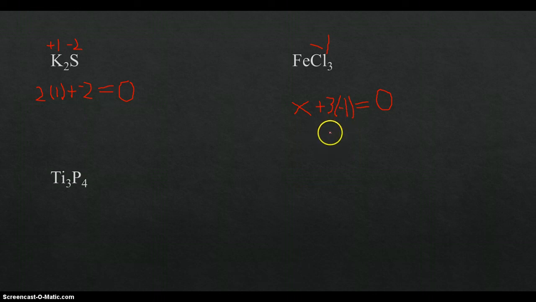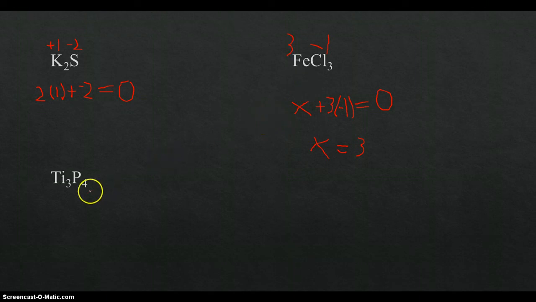And you guys should all know how to solve this. 3 times -1 is -3. I'm going to add that to the other side to figure out what X is. And when I figure that out, X would be equal to 3. And so what's my oxidation number of iron? It's +3. Okay, so that's how I would go about working it.